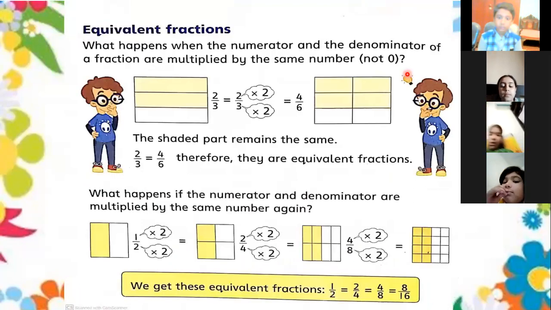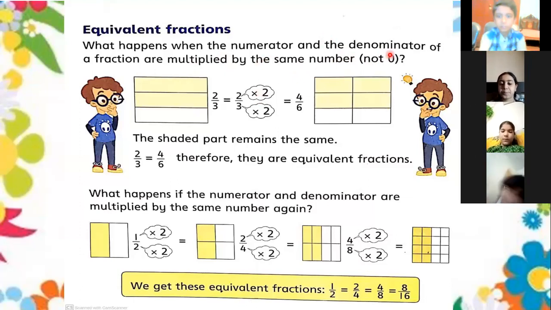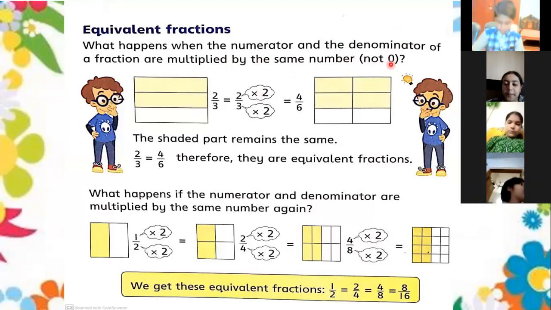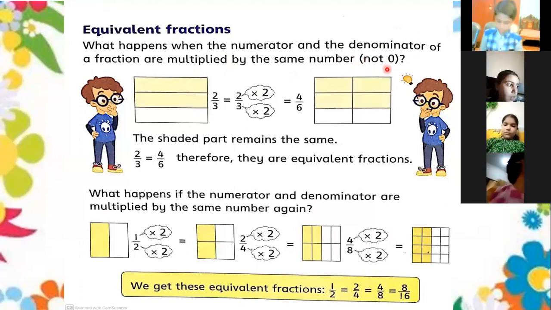Here you can see what happens when the numerator and the denominator of a fraction are multiplied by the same number. We will not multiply any numerator and denominator by 0. We can multiply with any number, but not with 0. Okay, if you multiply by 0, you will get the answer 0. So, except 0, you can multiply the fraction with any number.